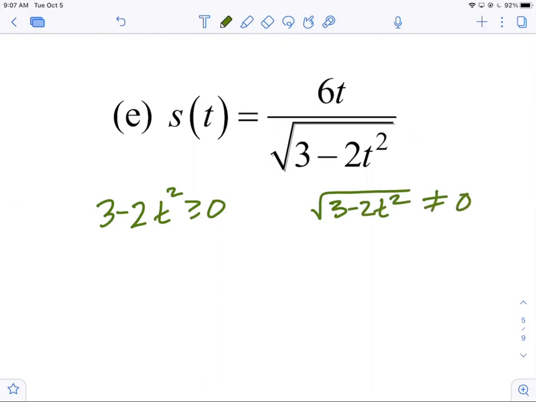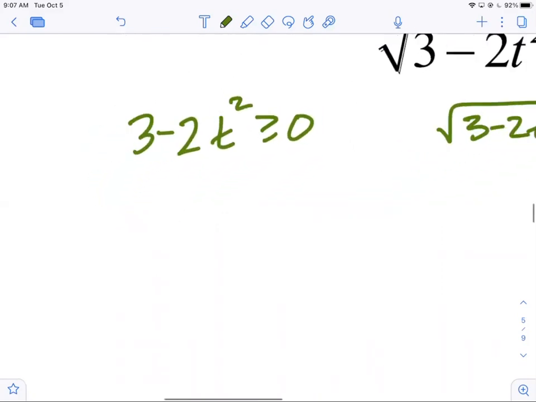Now again, if you're fancy or you have a keen understanding of what's supposed to happen here, you could set it up with a single inequality, can't you? You could actually say that 3 minus 2t squared has to be strictly greater than 0, and that would take care of both cases. But we won't be fancy here. We'll just do both of them.